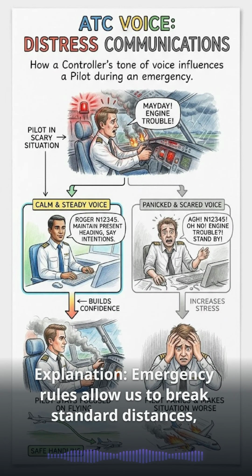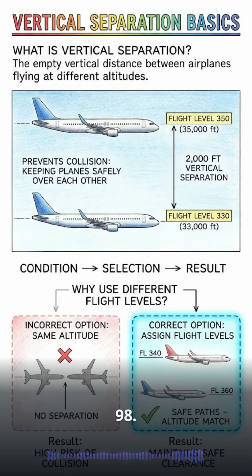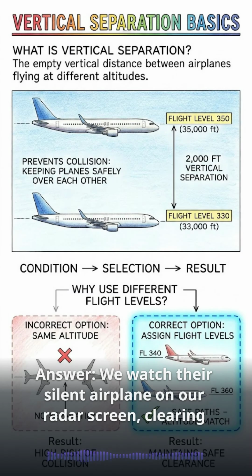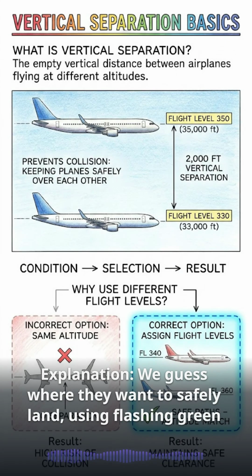Emergency rules allow us to break standard distances, focusing only on saving the falling airplane today. 98. What do controllers do if the pilot radio breaks and they cannot talk to us anymore? We watch their silent airplane on our radar screen, clearing traffic away from their predicted path. We guess where they want to safely land, using flashing green tower lights to guide them.